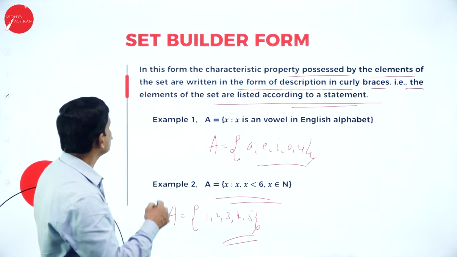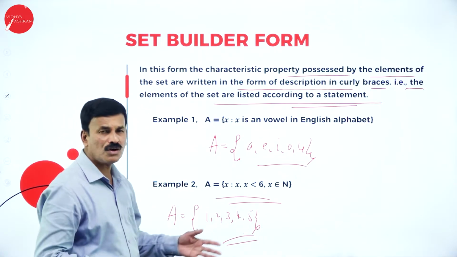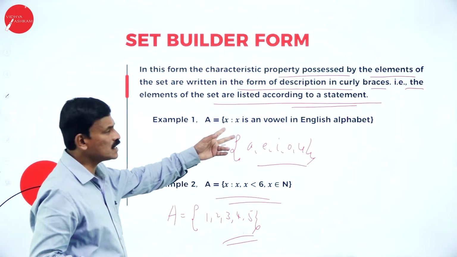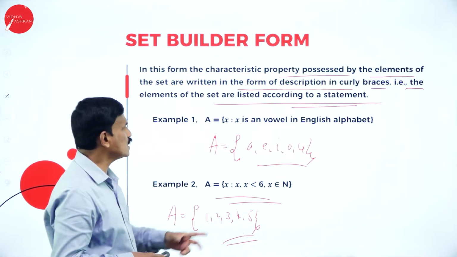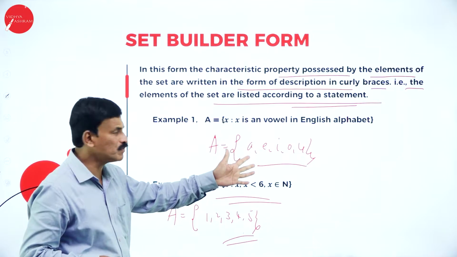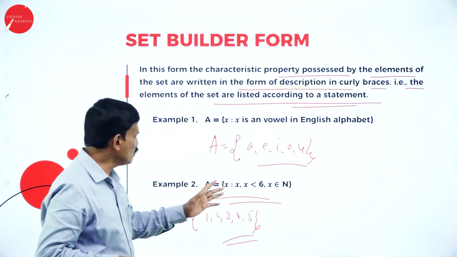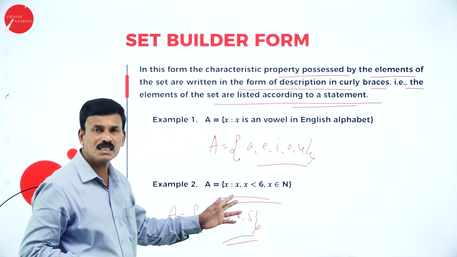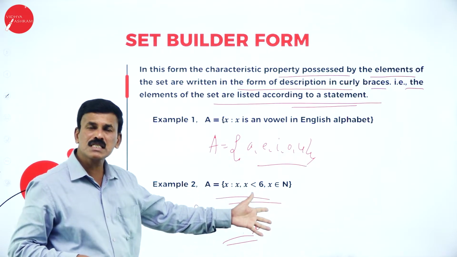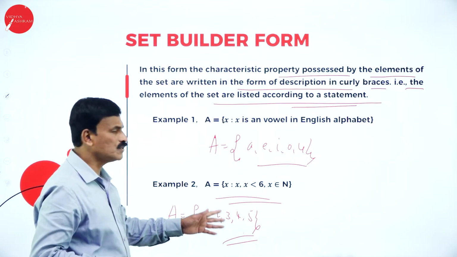So here the elements are listed according to the given statement. What is the statement given? x such that x is a vowel in the English alphabet means all the vowels A, E, I, O, U come under this set. Similarly, in the other example, x such that x is a natural number which is less than 6 means 1, 2, 3, 4, 5.